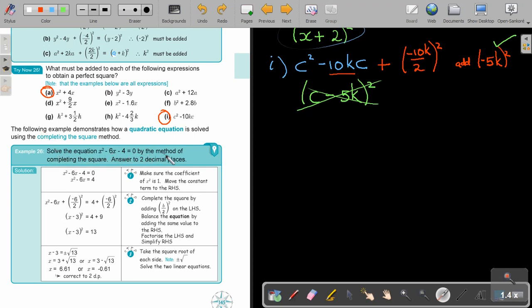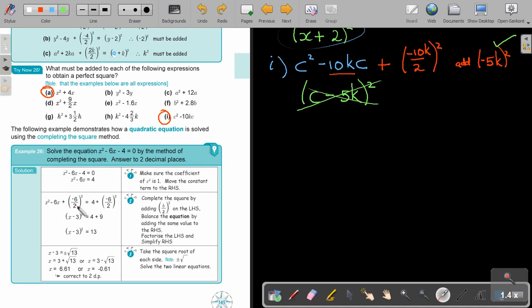Solve the equation by the method of completing the square. Answer to 2 decimal places. So first, just take the first 2 terms, just the x squared and the x, and take this constant to the other side. Make sure the coefficient of x squared is 1, this is very important. Move the constant term to the right hand side. Now I'm going to find that perfect square. What must be added? Take the middle term, divide by 2 and square.